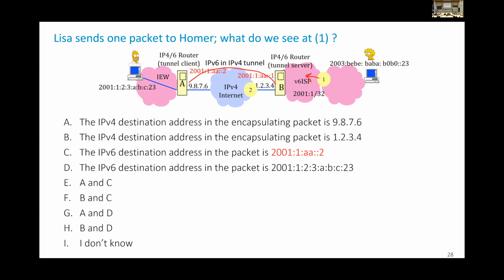I close the poll in a few seconds. Closing. There's a short majority for D, which is the correct answer. There is no encapsulating packet here. There is no encapsulation inside here. Encapsulation is here, but not here. So here it's a native IPv6 packet that will be put into the tunnel by B, but here there is no such thing.